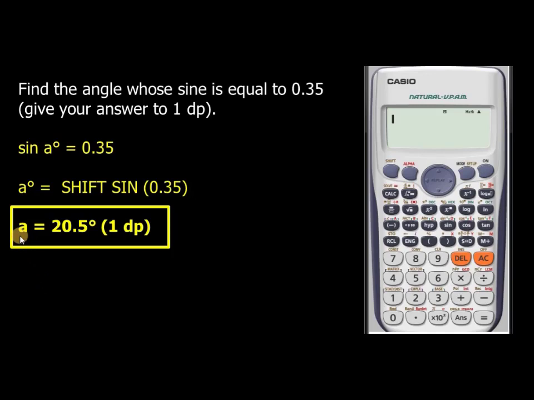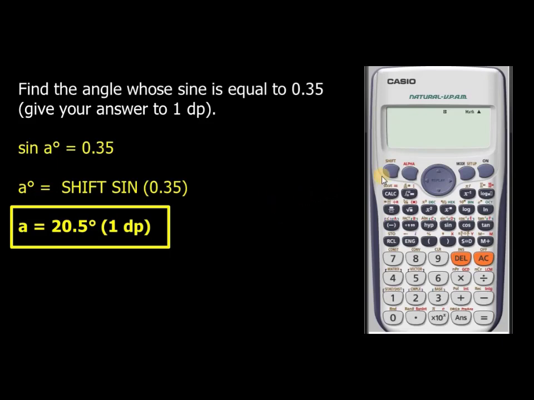The answer to this question is the angle is equal to 20.5 degrees to 1 decimal place. Before I show you how to do this on a calculator, let's go back to the question. We want to find the angle whose sine is equal to 0.35. So we must start with this line. Sine of angle A is equal to 0.35. We want angle A, so we go back and do shift sine 0.35, and the answer is 20.5 degrees.